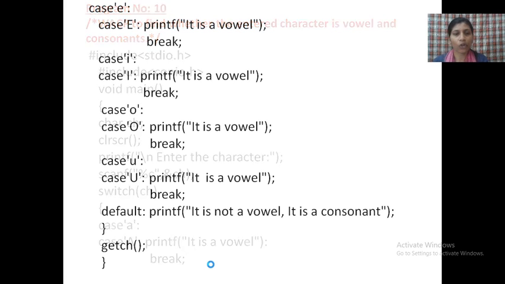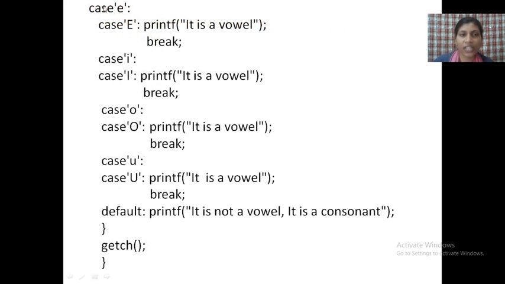See here, if you have not entered A, it will check the second case. Case E: A, E, I, O, U, these are the 5 vowels. Small e or capital E is one of the vowels, so it will display the message on the monitor screen, it is a vowel. If you entered E, this message will print on the monitor screen and the execution of the program stops here. This is the output of your program.